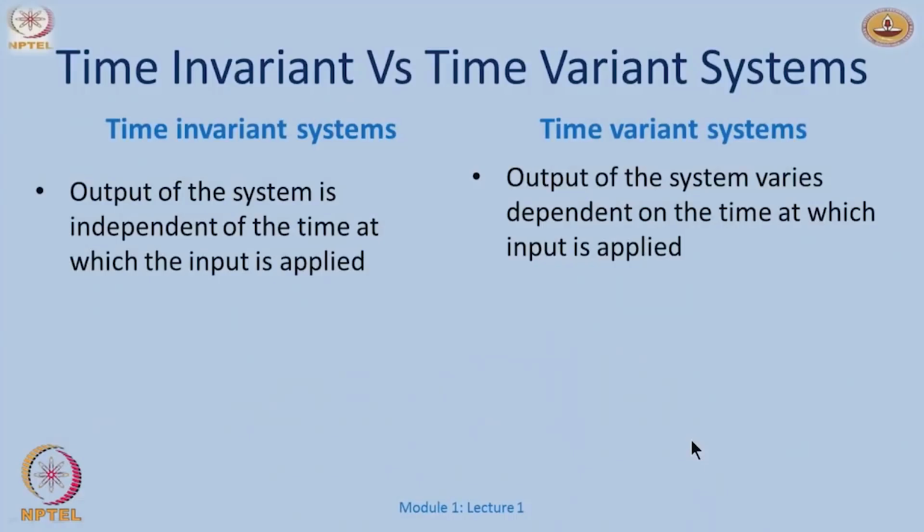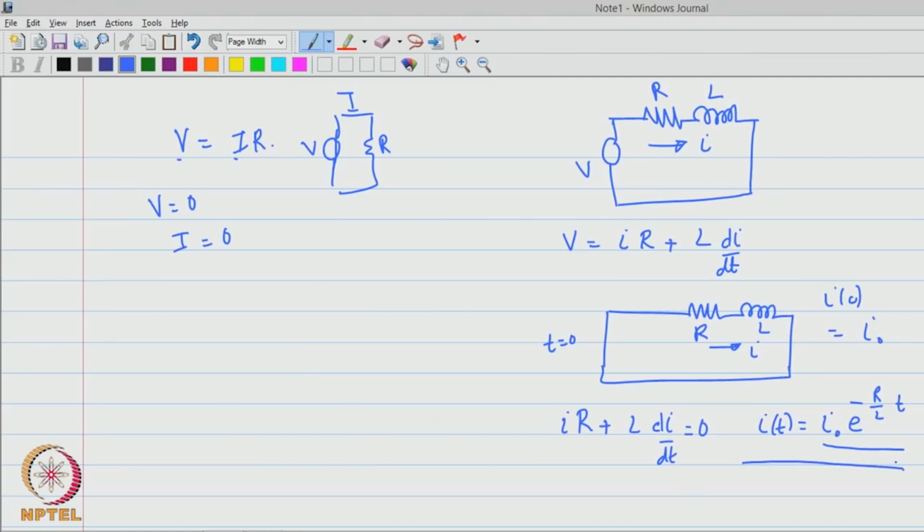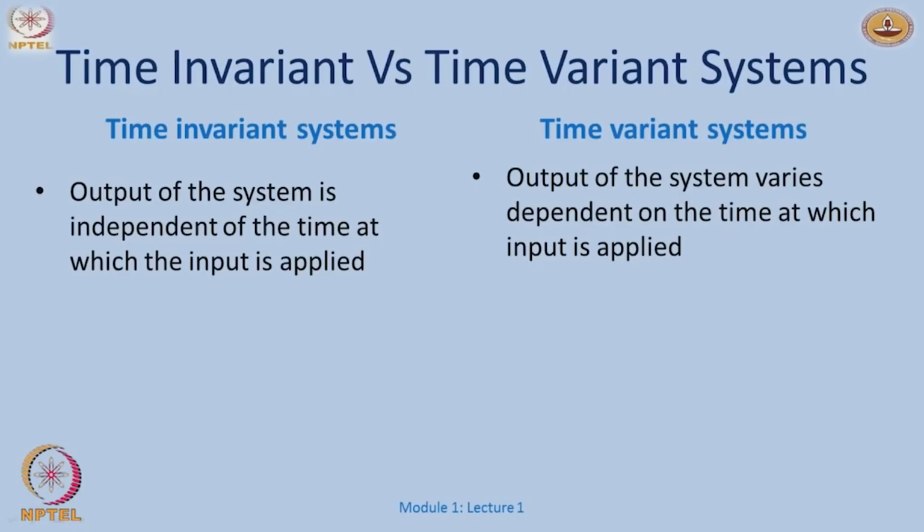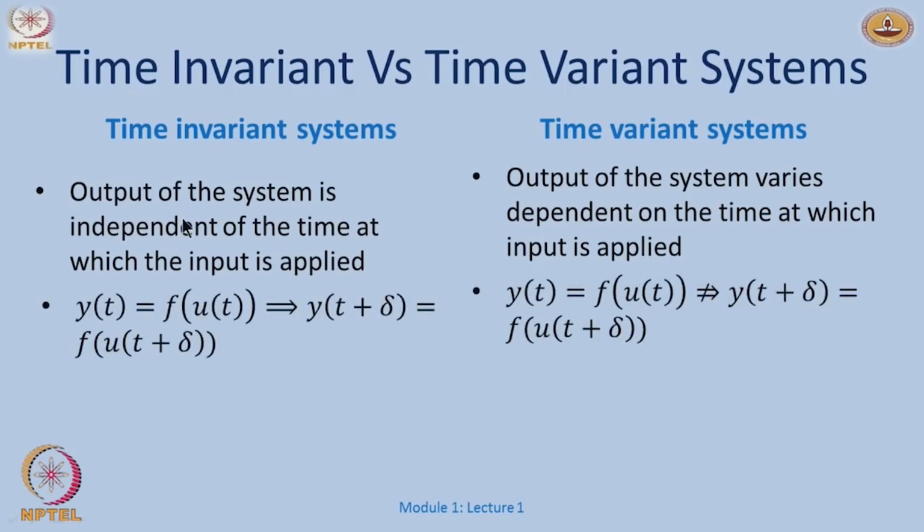Okay. Other classification would be in terms of systems which vary with time and systems which do not vary with time, as we call time invariant and time variant systems, and this should not be confused by the dynamics of the system. Like for example, in my earlier example here, I was varying with time, but this is also a time invariant system. We are not really interested in how I varies. So, what we mean by time invariant is the following, that the output of the system is independent of the time at which the input is applied.